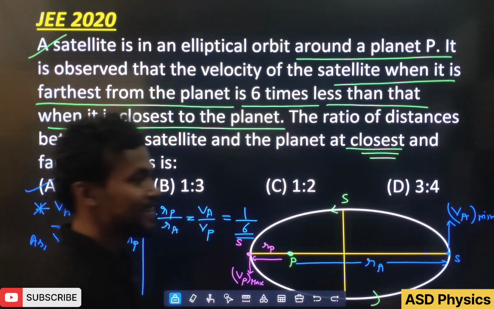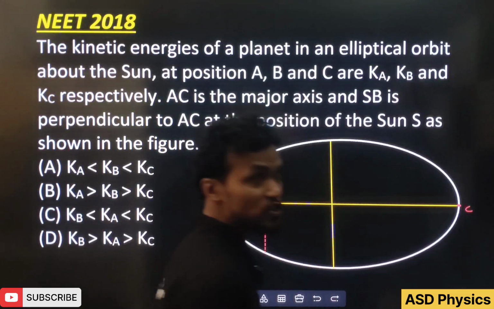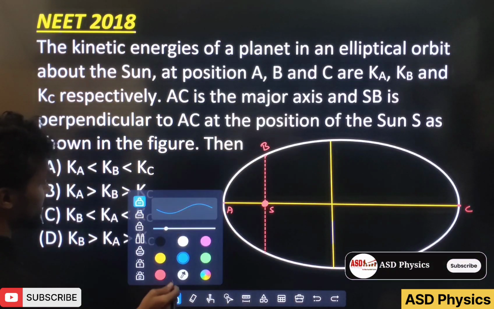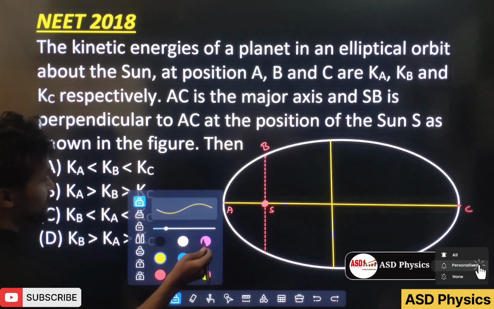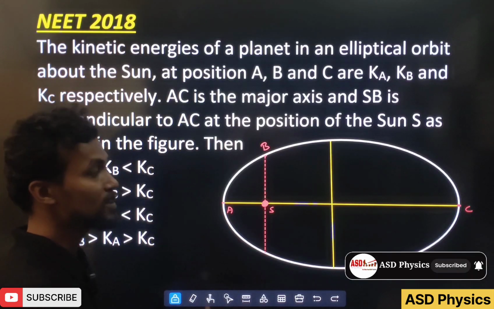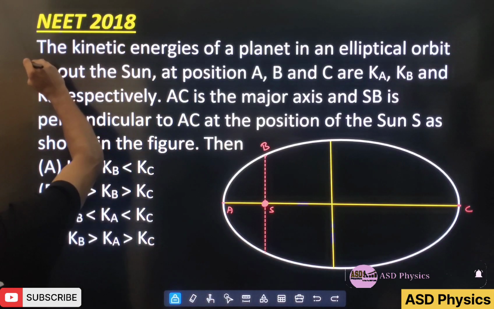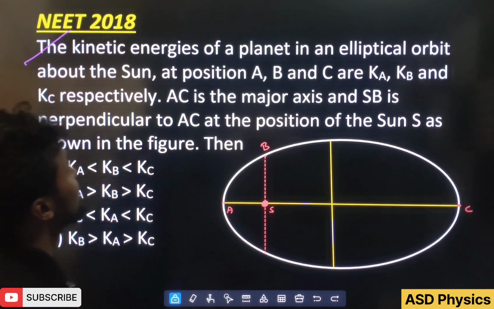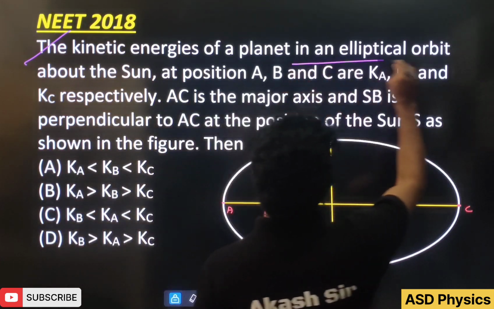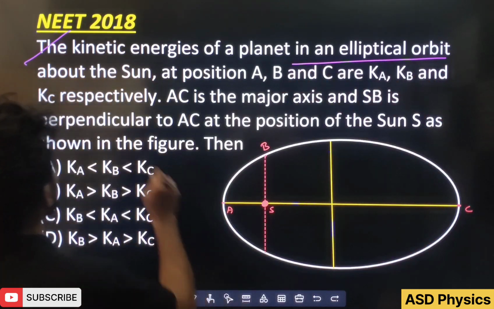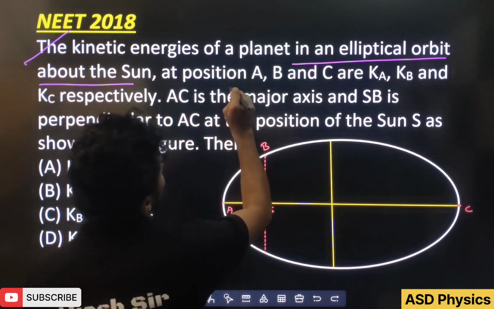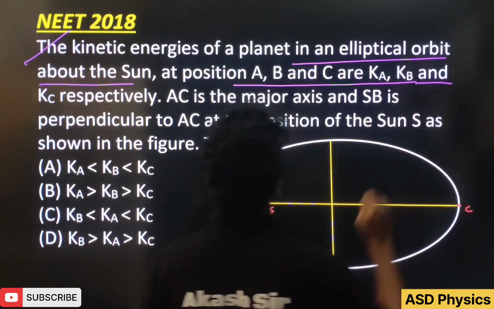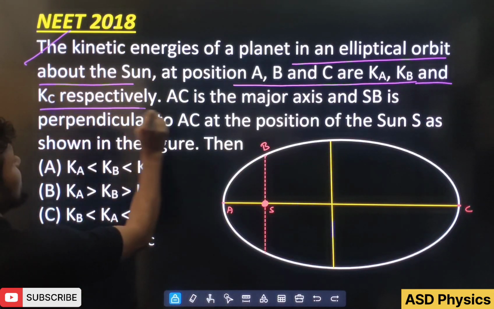Okay, students? Great. Next one, second last question. Here we are going to learn a lot of basics actually. Basics we have already learned, but more things are there. See please, NEET 2018 question. The kinetic energies of a planet in an elliptical orbit about the sun at positions A, B and C are Ka, Kb and Kc respectively.